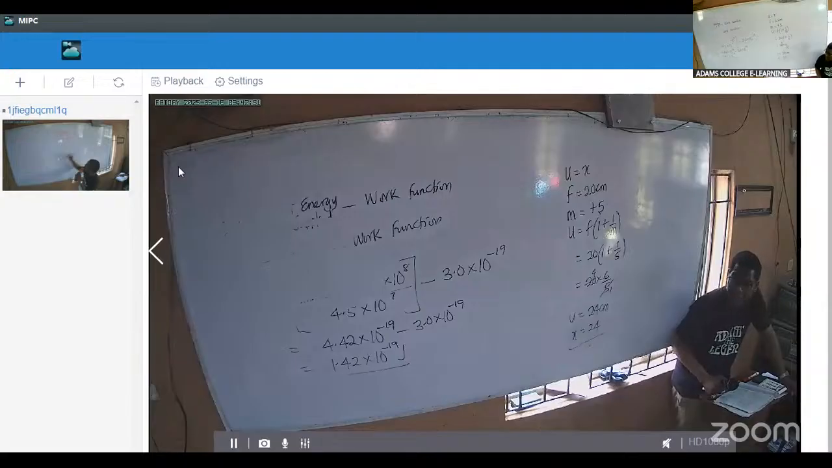Anything converging, f is positive, whether it's mirror or lens. Go and check your notes. Once you see the word converging, it's plus, whether mirror or lens.